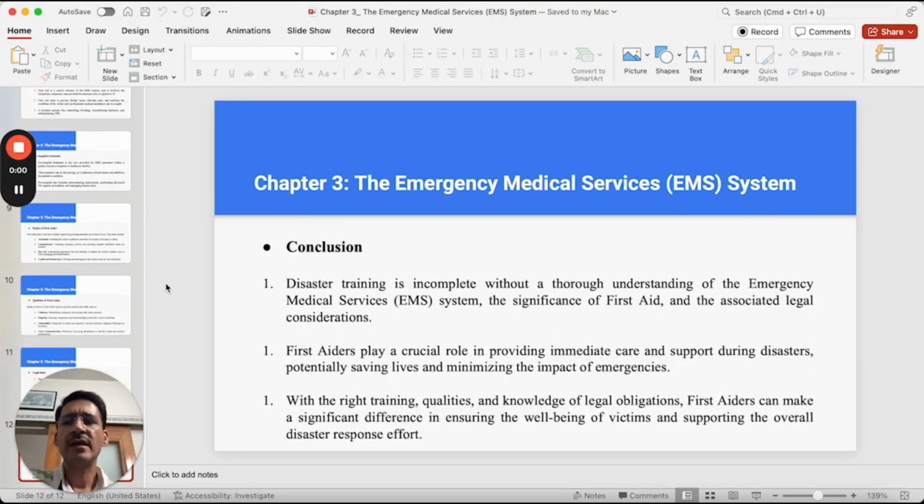Let's conclude. Disaster training is incomplete without a thorough understanding of the emergency medical services system, the significance of first aid, and the associated legal considerations. First aiders play a crucial role in providing immediate care and support during disaster, potentially saving lives and minimizing the impacts of emergencies. With the right training, qualities, and knowledge of legal obligations, first aiders can make a significant difference in ensuring the well-being of victims and supporting the overall disaster response efforts.